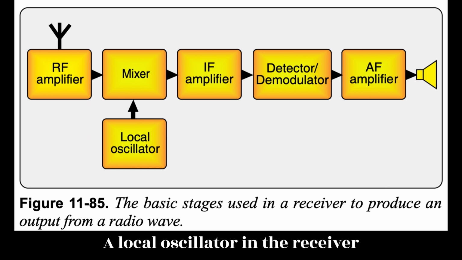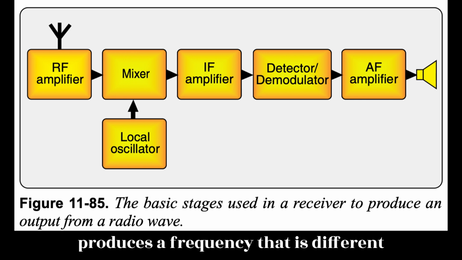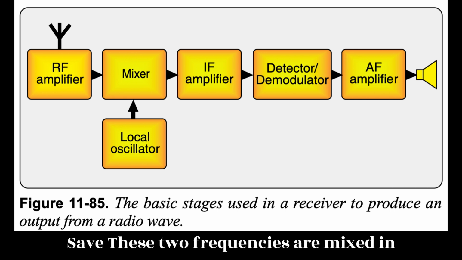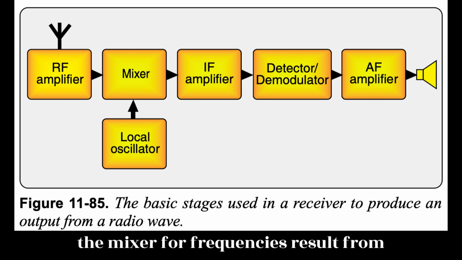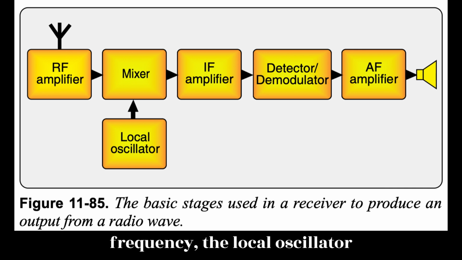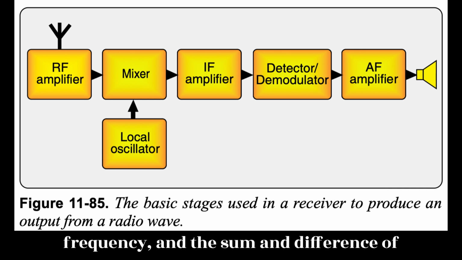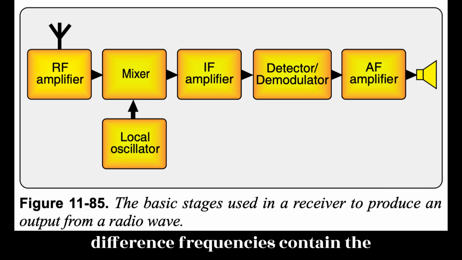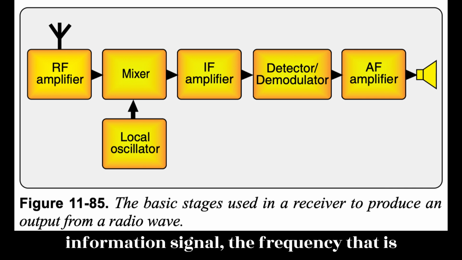A local oscillator in the receiver produces a frequency that is different than the radio frequency of the carrier wave. These two frequencies are mixed in the mixer. Four frequencies result from this mixing. They are the radio frequency, the local oscillator frequency, and the sum and difference of these two frequencies. The sum and difference frequencies contain the information signal.